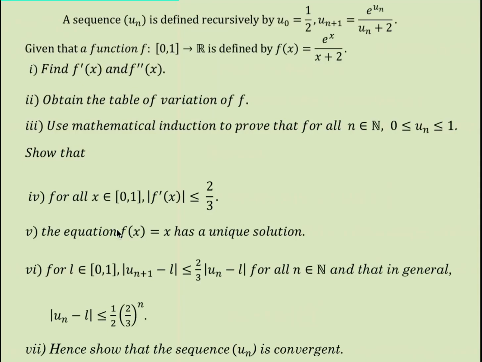5. The equation f of x equals x has a unique solution. 6. For all L belonging to the interval 0 to 1, the absolute value of u_(n+1) minus L is less than or equal to 2/3 the absolute value of u_n minus L for all n belonging to the set of natural numbers, and that in general the absolute value of u_n minus L is less than or equal to half into 2/3 to the power n. 7. Hence, show that the sequence u_n is convergent.